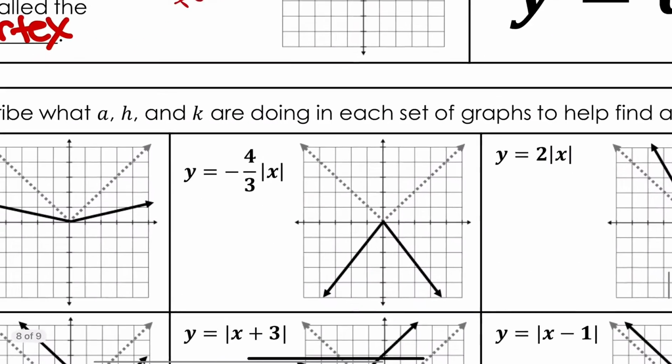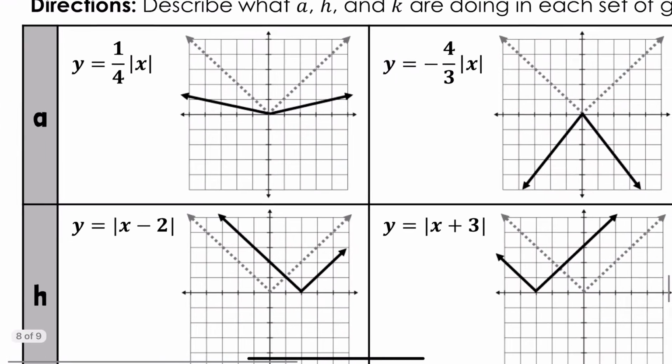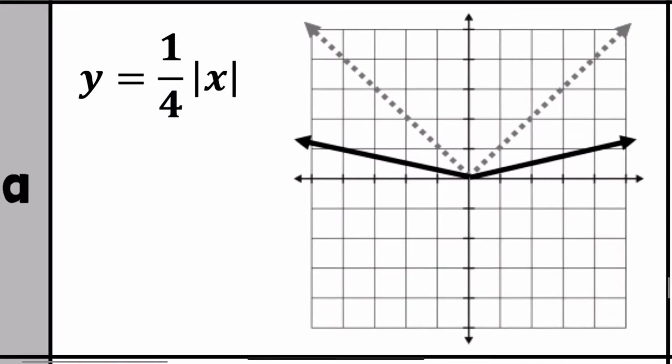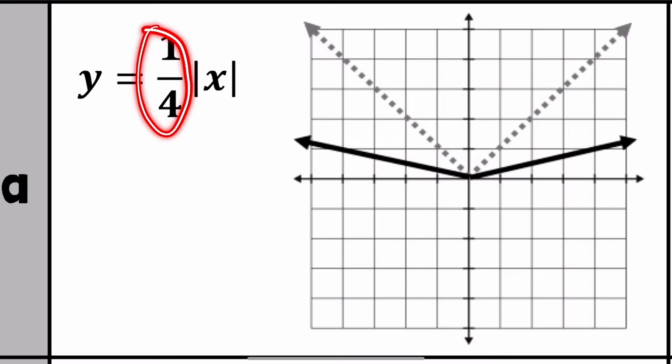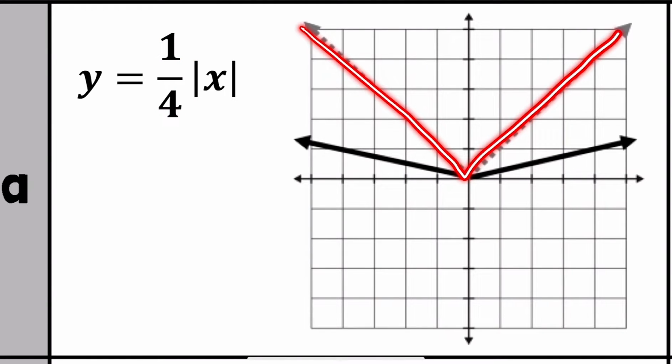Let's start with the A first. So A is going to be our very first number, right in front of our absolute value bars. So what they did was put in 1/4 here. And we're going to see how it changed from our parent function to this one. Now, looking at this, it is kind of way wider than the other one. So that tells me that this might have something to do with our slope.